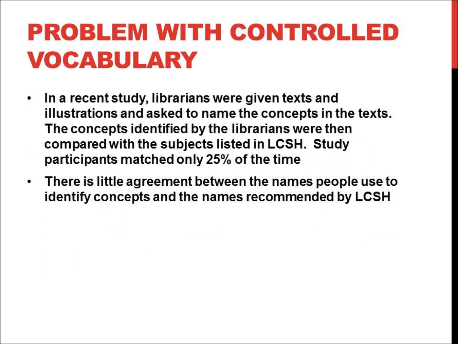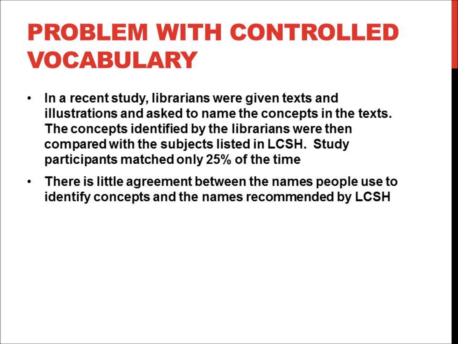Alright, I also want to talk a little bit about the problem with controlled vocabulary. So it is very helpful to librarians and expert searchers because it helps them to group and find related works, but there are a lot of problems with it. One of the problems is that the words that people choose to associate with the text are often very different from the Library of Congress subject headings assigned to that work.